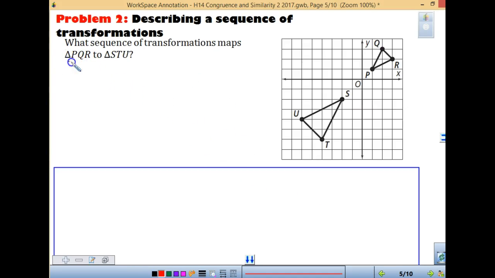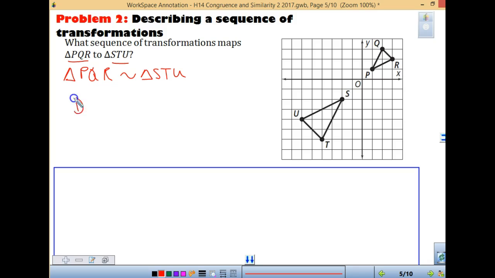Notice in this one it says PQR to STU. So, do they look similar or congruent if we were looking at them? Jordan, what do you think? Similar or congruent? Similar. Similar. I'm going to have you go back to the other one, okay? So, we are going to have triangle PQR similar to triangle STU.